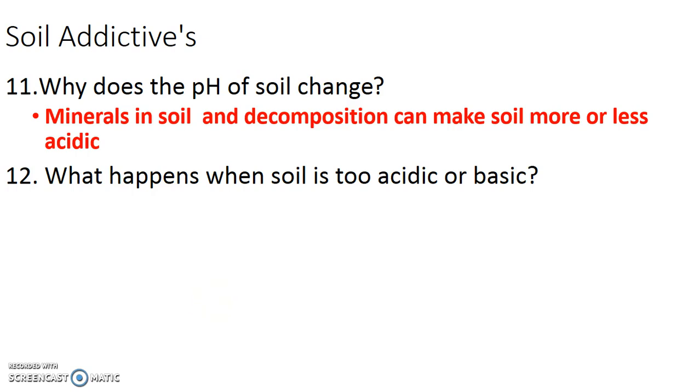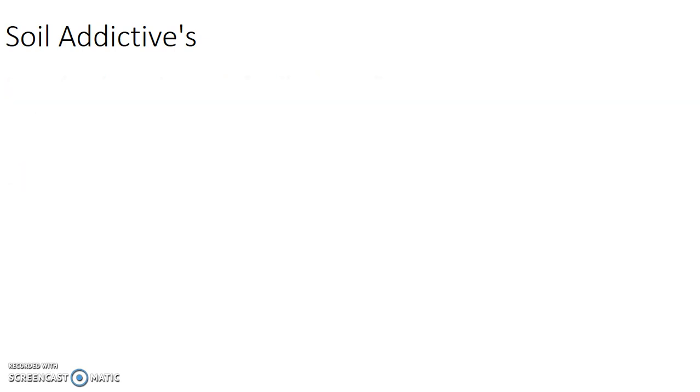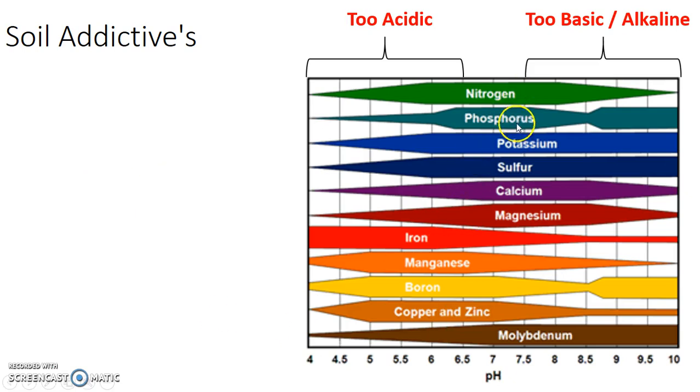The problem is, as soil becomes too acidic or too basic, plants become malnourished and begin to die. The reason is because if you look at all the nutrients in soil, the more acidic or the more basic soil is, the less of those nutrients is available on the whole to plants. So the thinner this line is, the less nutrients would be available to the plant. So you could say acidic soil below 6.5 and basic soil above 7.5. That's where these bars are the thinnest, and that's where soil nutrients therefore would be the least.